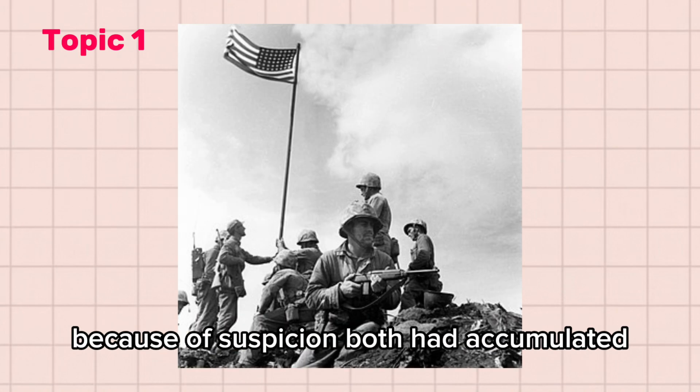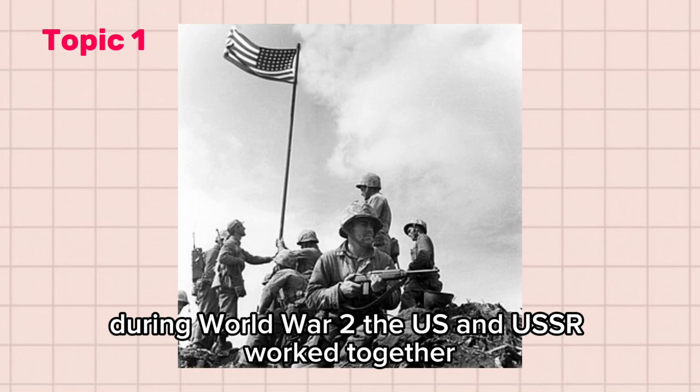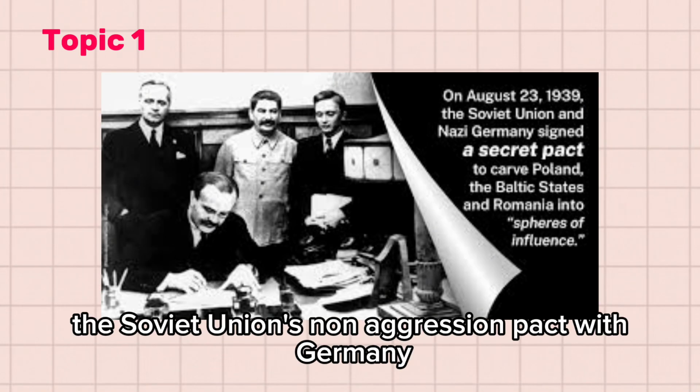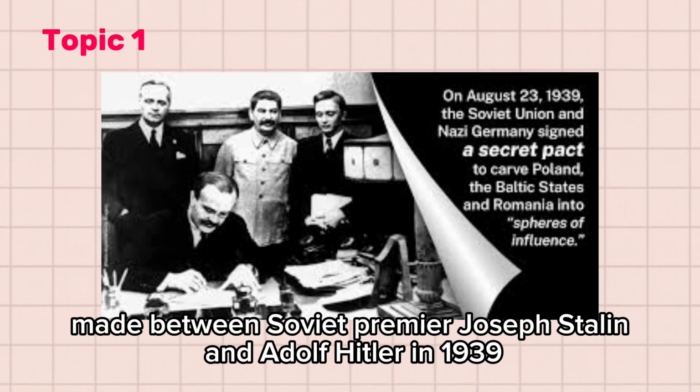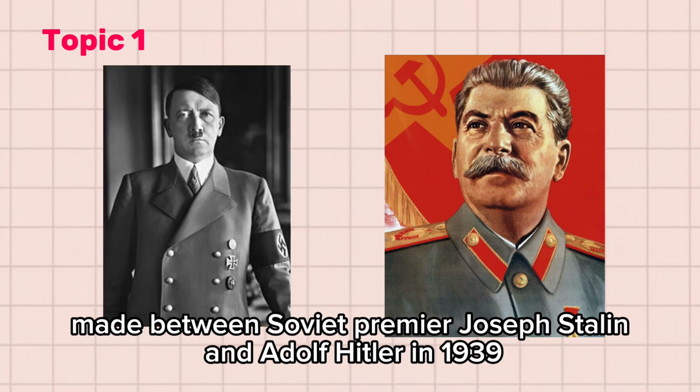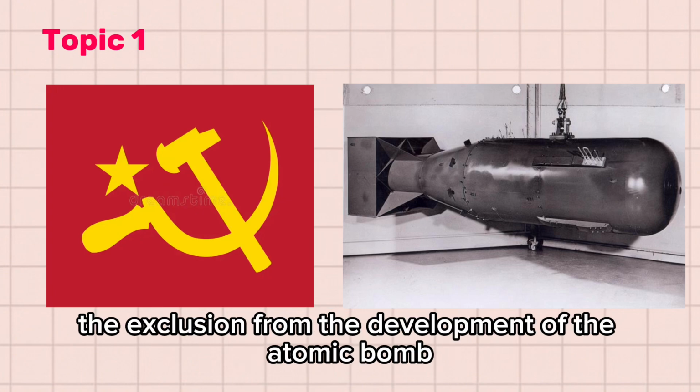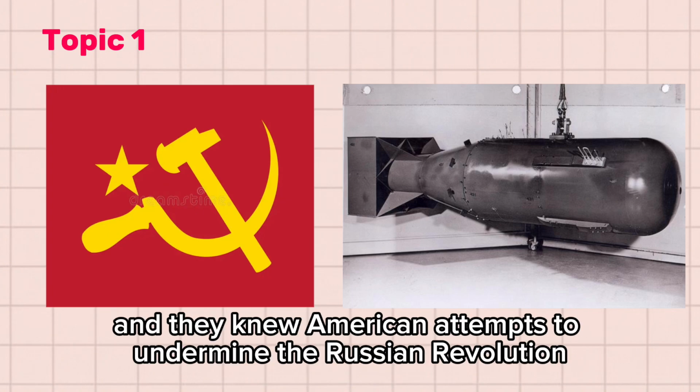But this wasn't the initial start of the Cold War. The Cold War happened after World War II because of the suspicion both had accumulated during World War II. The US and the USSR worked together during Germany's invasion of the Soviet Union and Japan's attack on Pearl Harbor. However, the US did not forget the Soviet Union's non-aggression pact with Germany made between Soviet Premier Joseph Stalin and Adolf Hitler in 1939. On the Soviet side, they did not forget the U.S. delayed entry into World War II, their exclusion from the development of the atomic bomb, and they knew America's attempt to undermine the Russian Revolution.